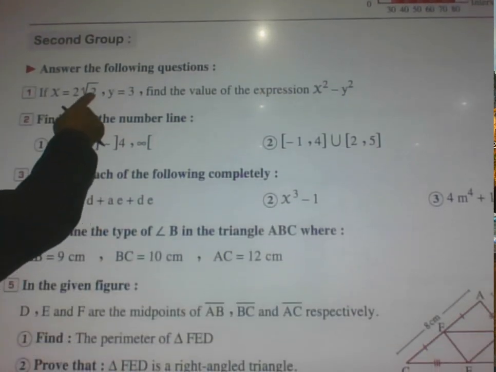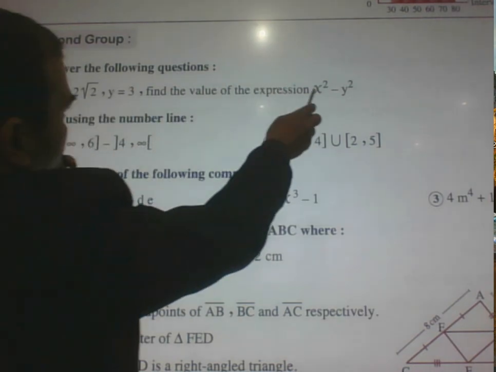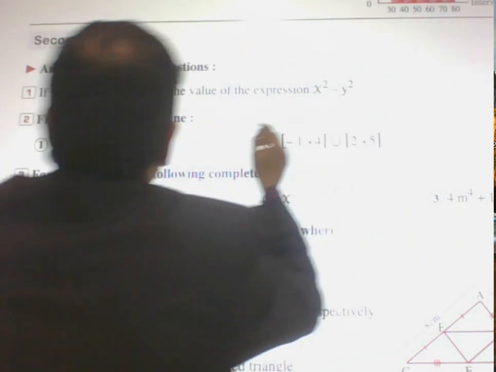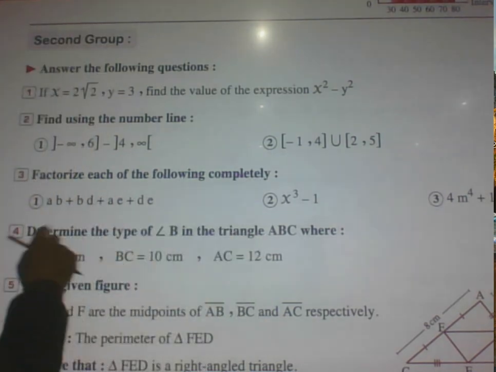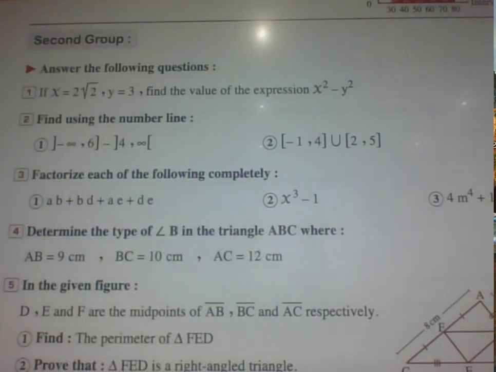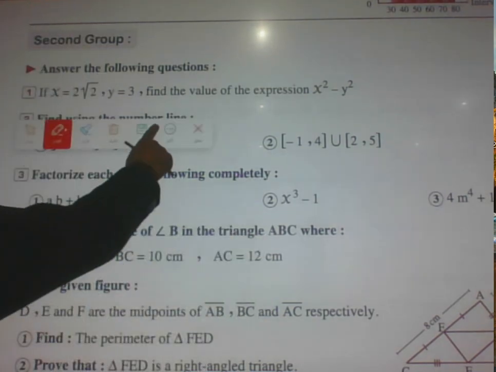If x equals 2 root 2 and y equals 3, find the value of the expression. We can put the value of x and the value of y in this expression and then get the answer. Okay, look here. Put the values with me.